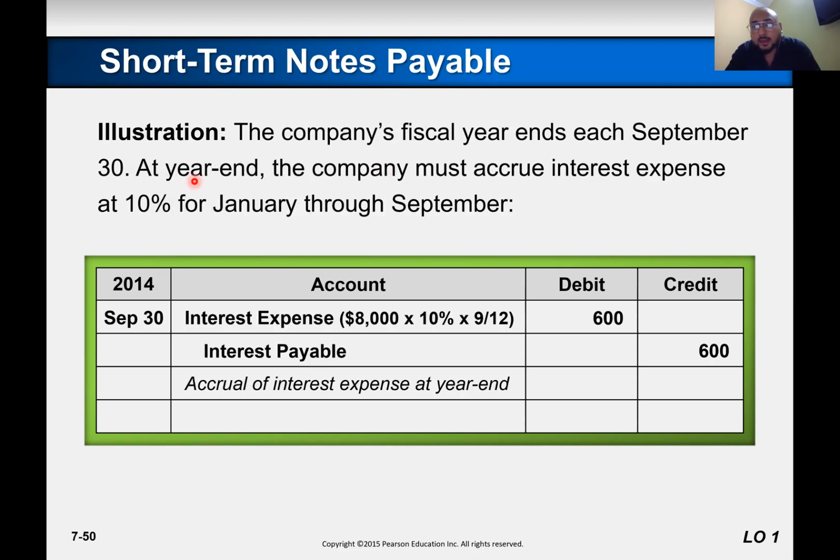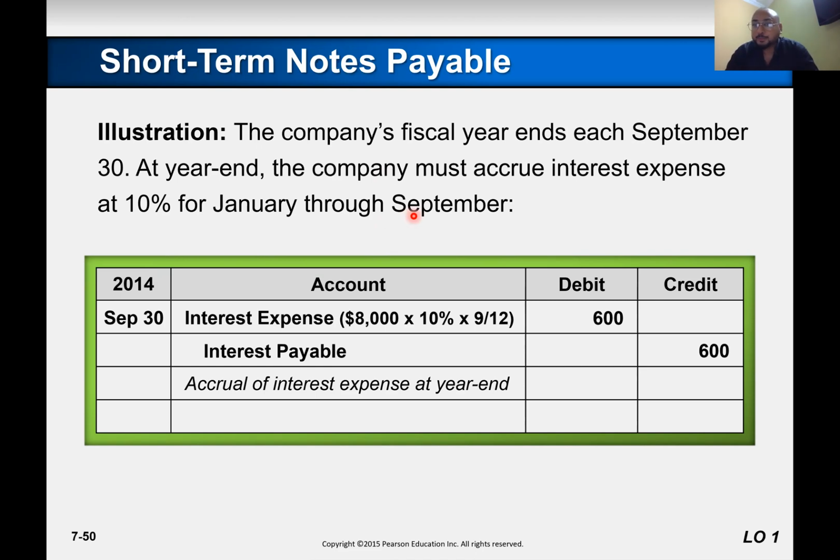So the question says that the company's fiscal year ends on September 30, right? The company's accounting year ends at September 30. So it means the interest is due at the year end. The company must accrue interest expense at 10% for January through September. So 9-month interest is accruable.